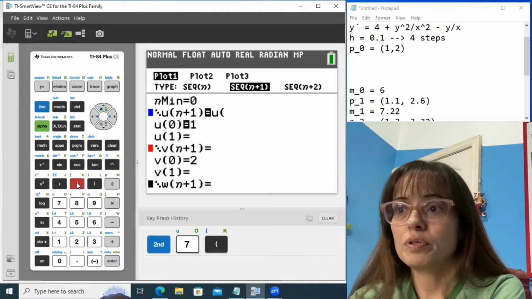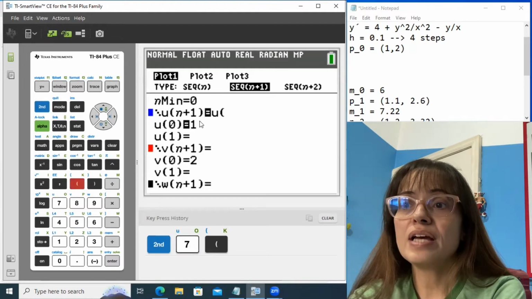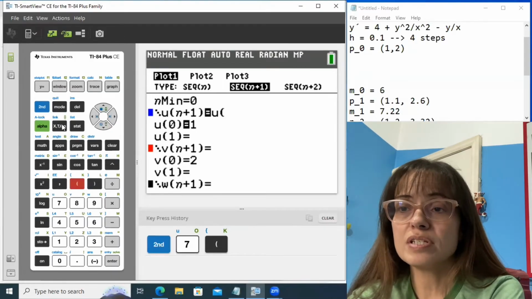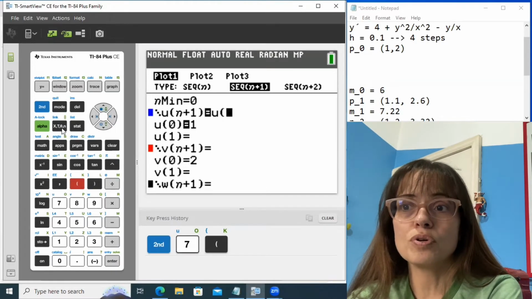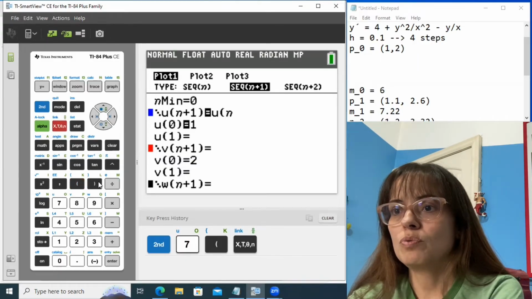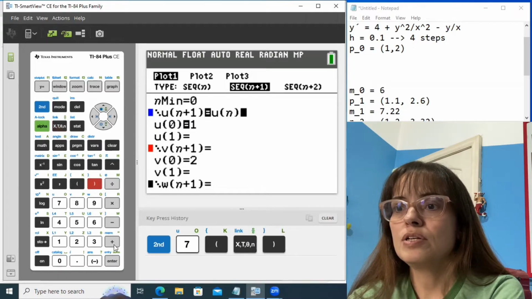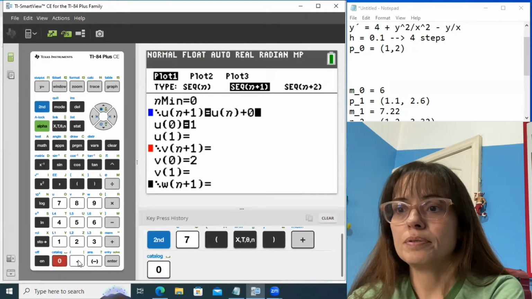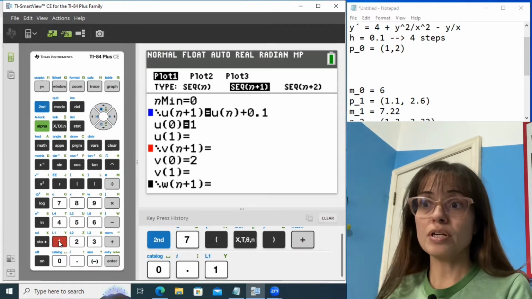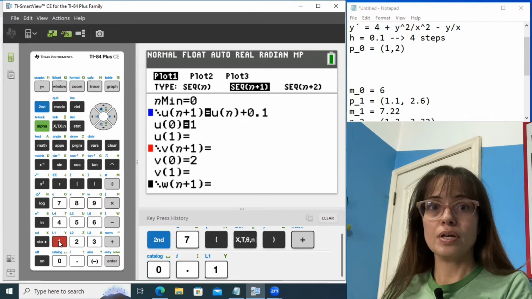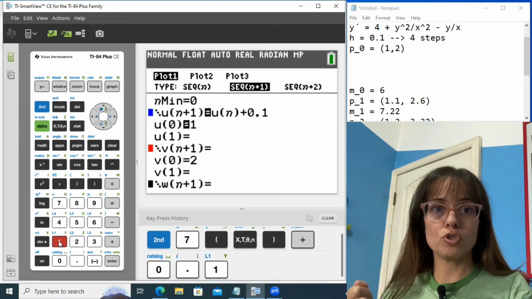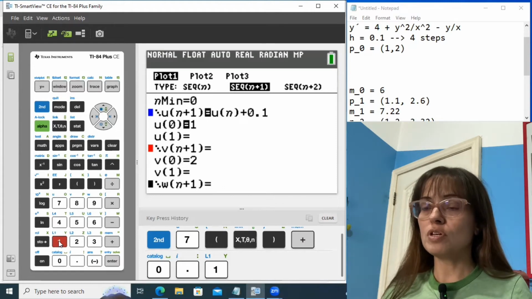Now I'm going to open parentheses, and I want to put the n inside. The n is a variable, so it's the same button that you use for the variable x all the time. It's this button right here. So now you close that parentheses and you add 0.1. That's it for the x coordinate of the points. So you start at the first x, which is 1, and then after that, each one is just going to take that and add 0.1. So it's going to automatically do all of the other ones.